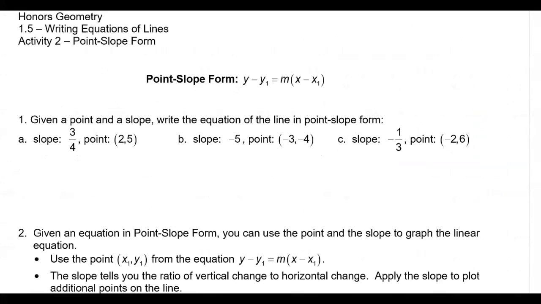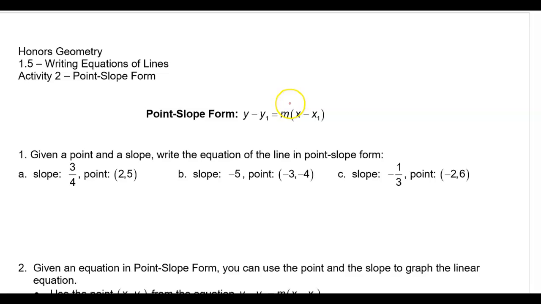The second form of the equation of a line is point-slope form. It is called point-slope form because we can see the slope right here. m is our slope. And then there's a point in that formula also. The x subscript 1 and y subscript 1 are where we put the x and y coordinates from the point. So let's practice doing that in number 1.